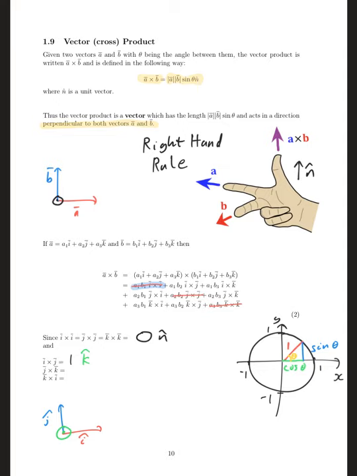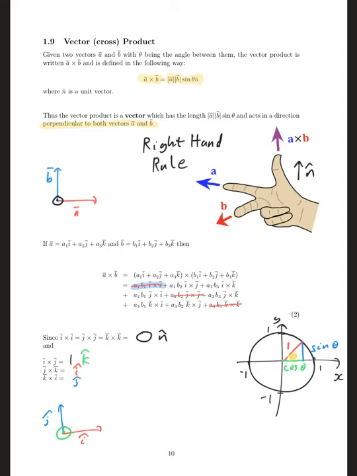What about j cross k? I'll do the same thing. If you can twist your hand so that your index finger points in the direction of j, your next finger points straight up in the direction of k, you'll see that your thumb now is pointing in the direction of i. So j cross k is equal to i. Do the same thing for k cross i, and you'll see that you just get j.